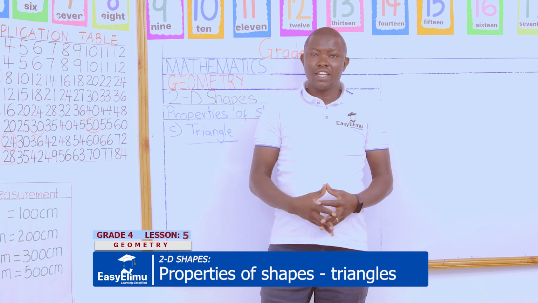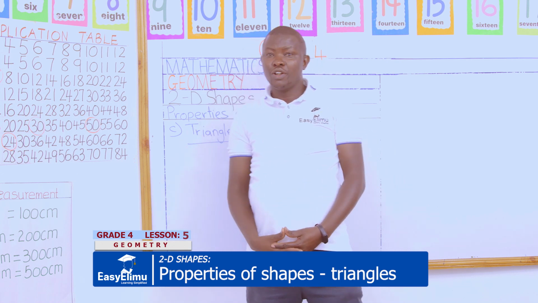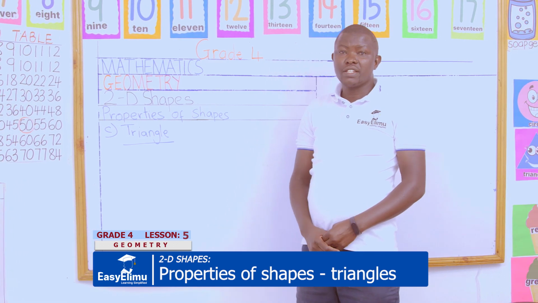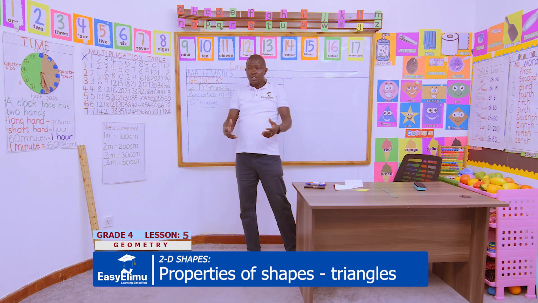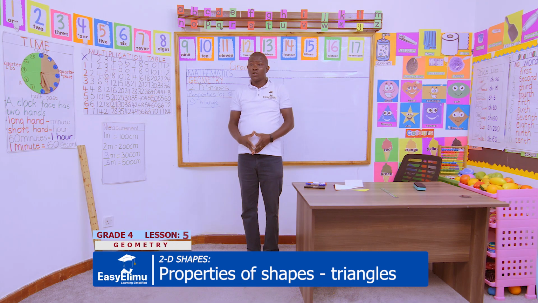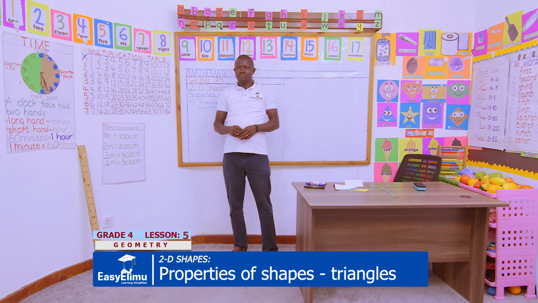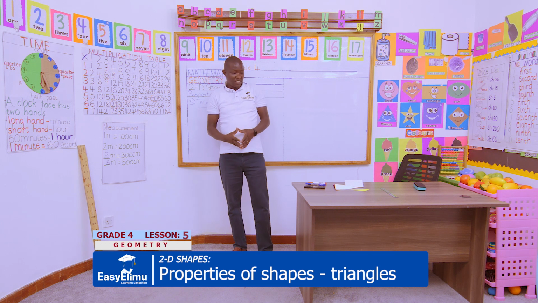For our lesson today in Mathematics for Grade 4, we'll be working with properties of a triangle. And as we work out the properties of a triangle, how can you identify a 2D shape? Join me for more on this.